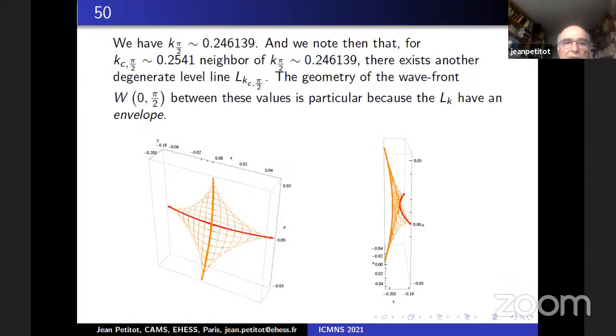I make some pictures. So the value of k for half pi is this value. You have a degenerate level line, but very close to this degenerate level line, you have another degenerate level line. You see the value k half pi c, c for critical, you have another degenerate level line. And the surface of the wavefront has an envelope between these two degenerate level lines.